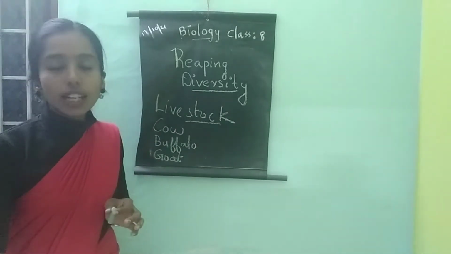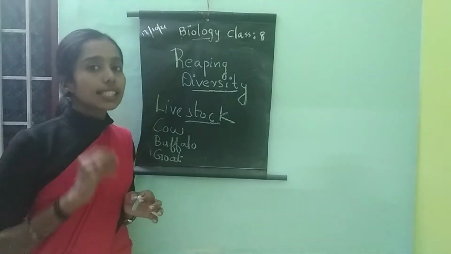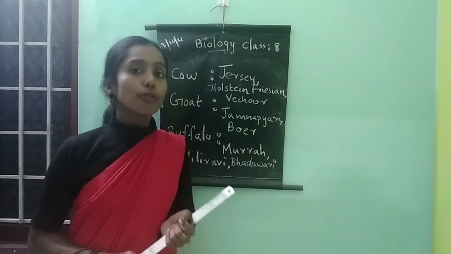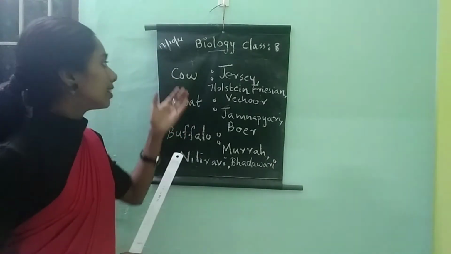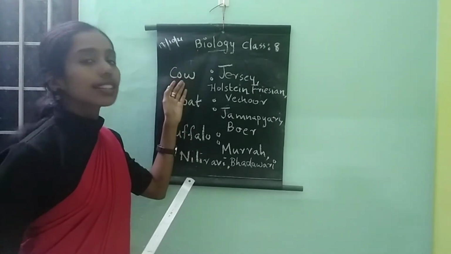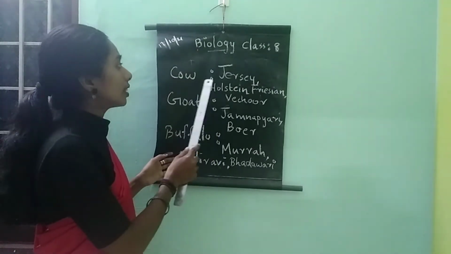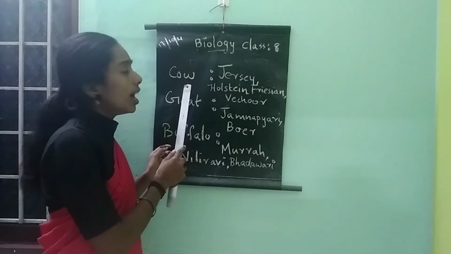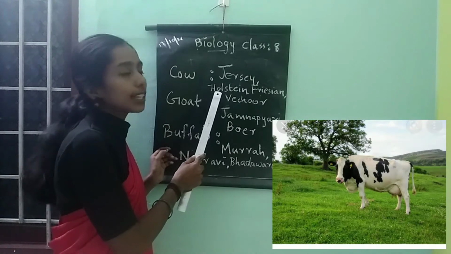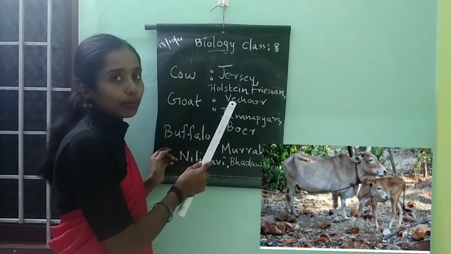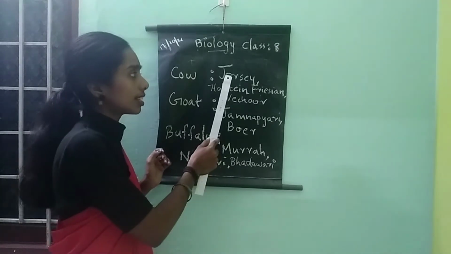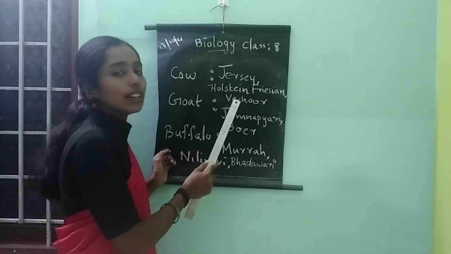So you have to learn about some varieties. Let us discuss certain varieties of cattle. I already said that mainly cow, goat and buffalo are reared. The first is cow, and the varieties include Jersey, Holstein Friesian and Vechur. These three varieties you have to learn. It is given in your textbook.